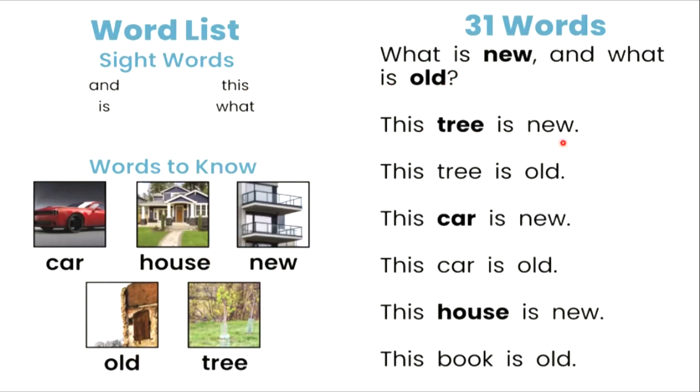This tree is new. This tree is old. This car is new. This car is old. This house is new. This house is old.